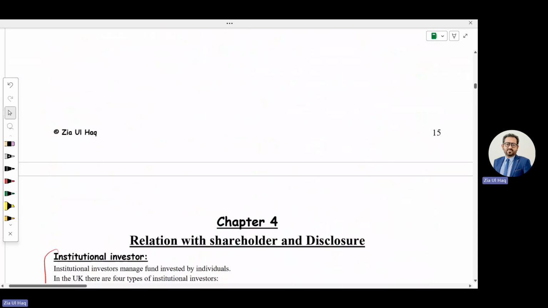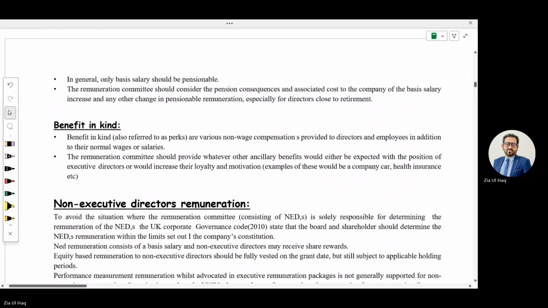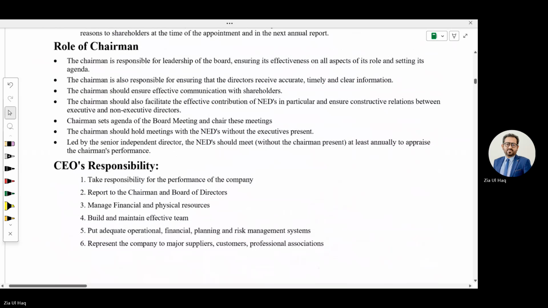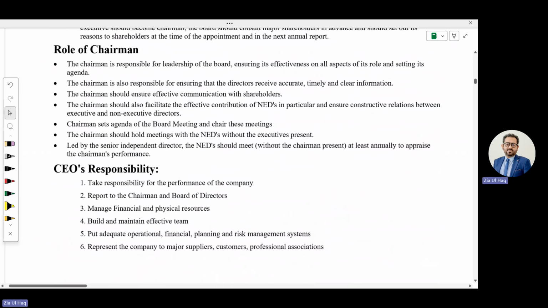So this chapter 4 we have covered. Chapter 3 remuneration we have covered. Moving towards chapter 2, we have covered the role of nomination committee. What is the role of nomination committee?